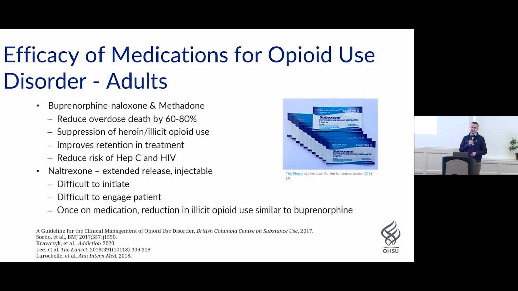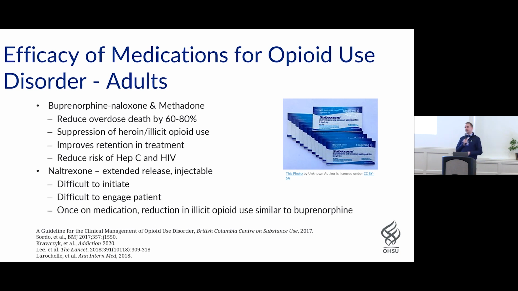So how efficacious are medications for opioid use disorder? This is all data in adults, which I apologize. A lot of what I'm presenting is data in adults because we don't have a ton of data in young adults or adolescents. But we know that buprenorphine and methadone reduce overdose risk by 60 to 80%. 60 to 80%, right?